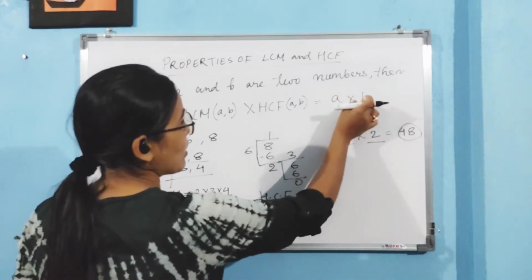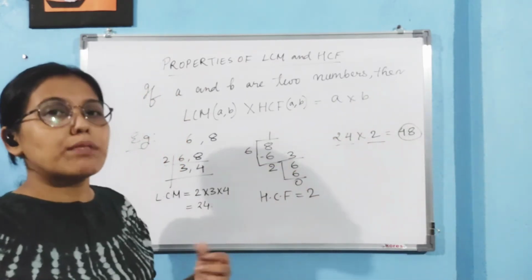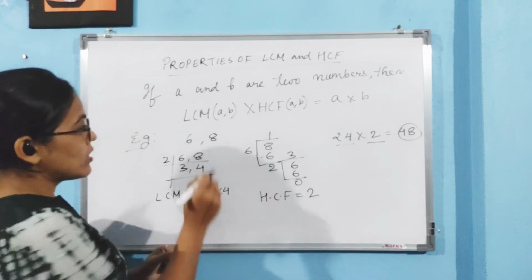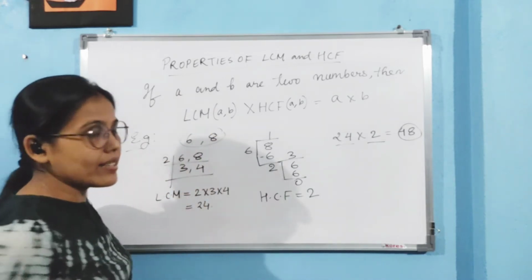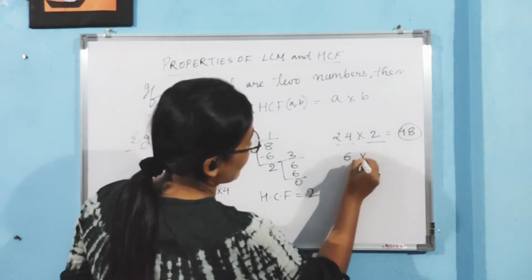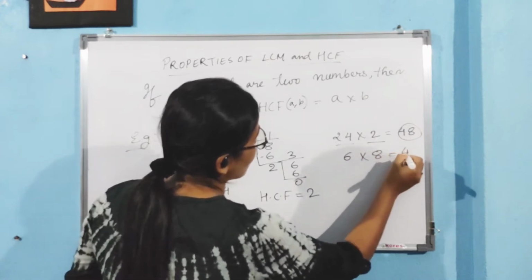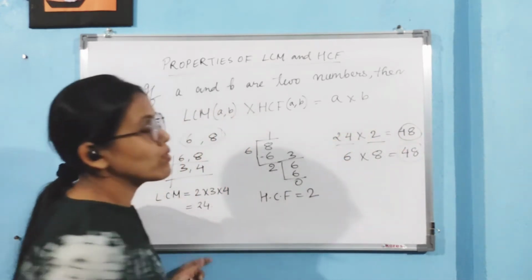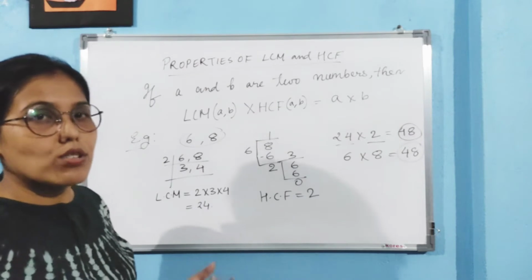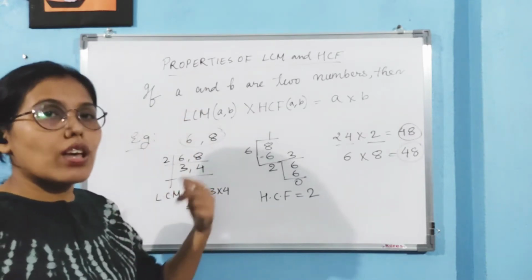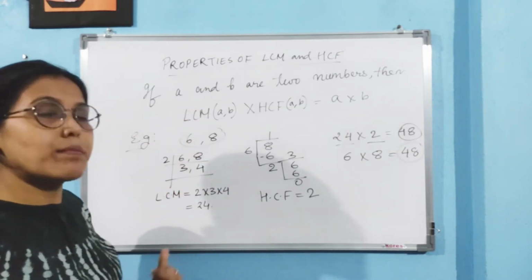Now we will find the product of the two numbers. The two numbers are 6 and 8. So if you multiply 6 into 8, 6 8s are also 48. So you see you are getting the same number. So this is a property that is used in LCM and HCF.